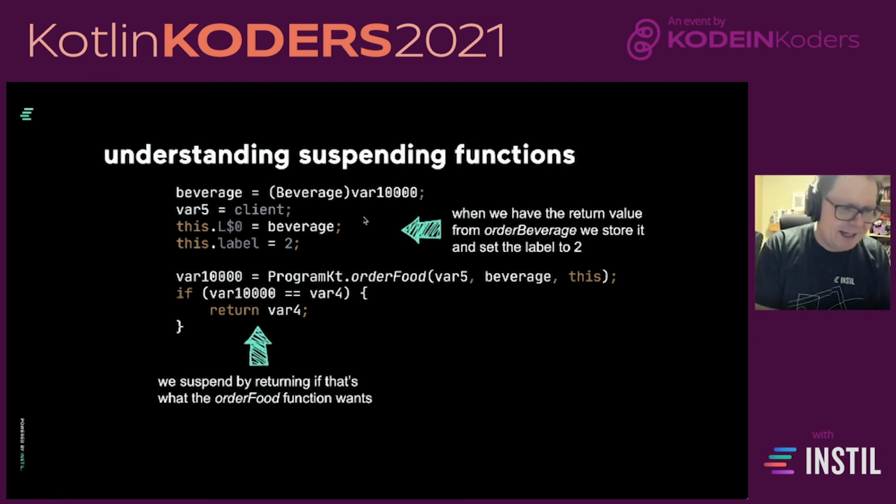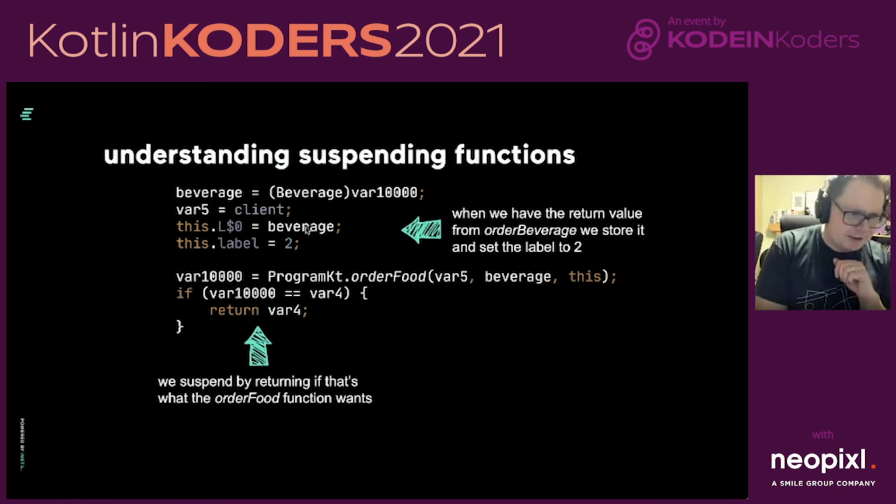So let's say we call order beverage after we've been restarted and it actually returns the beverage. Well, what are we going to do? Well, we're going to store the beverage in a special field called $0. Okay, so this, like the label, is being stored inside the continuation object. This is how our state is being managed. So whenever the function returns, the continuation will still be there, and we can call the function again, jump to the appropriate label, and restore the values from the continuation object.